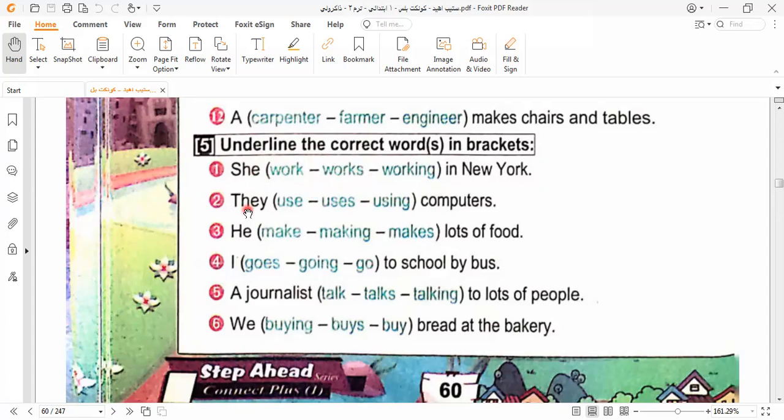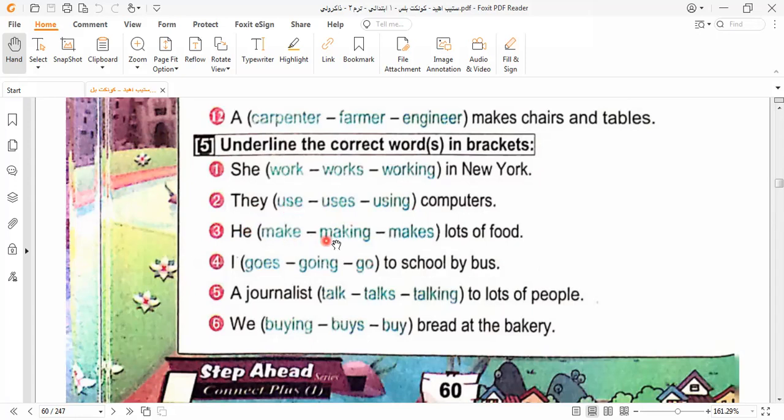Here it is plural. They use, uses, or using computers. You can't use using. Why? Because there is no am, is, or are before the ing form. You can't use uses. Why? Because it's not singular. Plural doesn't like singular. So for they, it would be use.